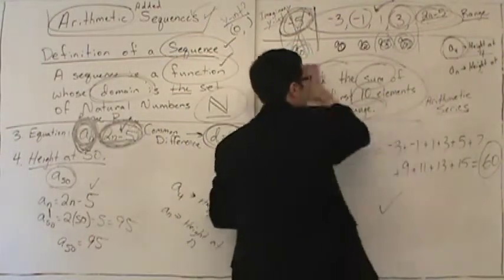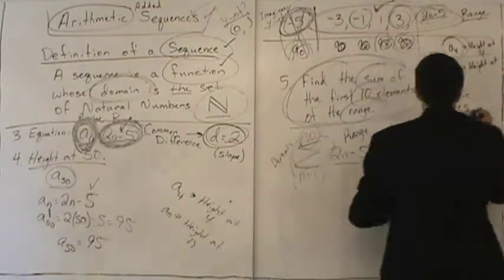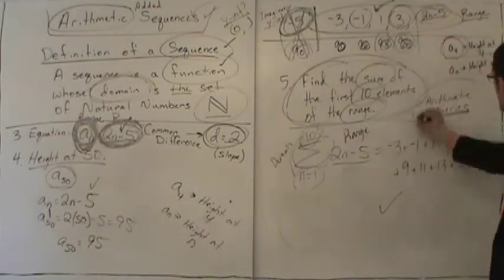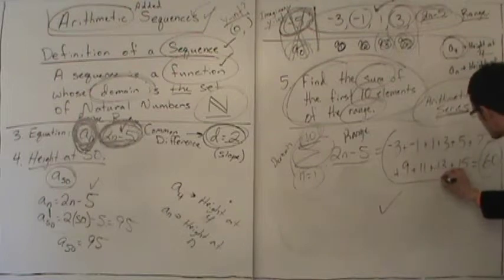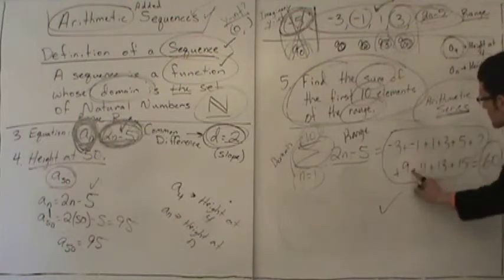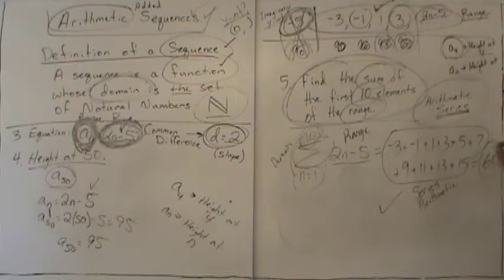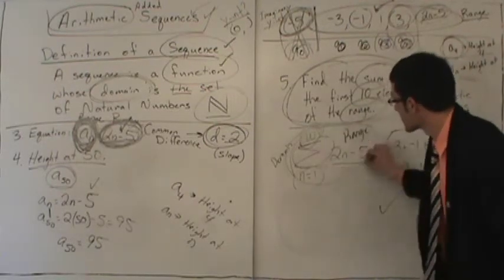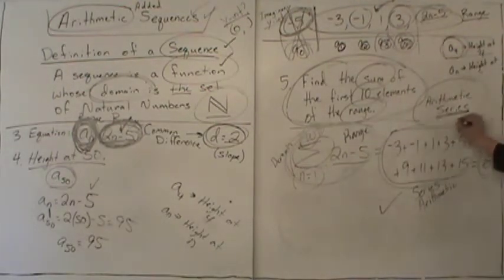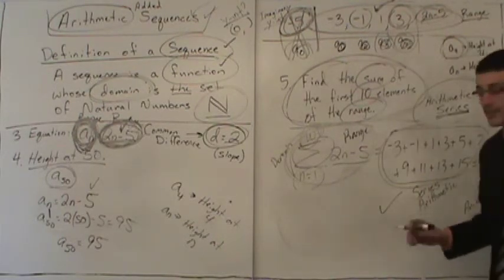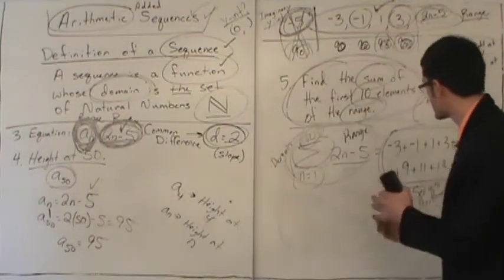Remember, to find the sum of the first 10 elements of the range, we call this what? Series. And since this is an arithmetic sequence, we call this an arithmetic what? An arithmetic series. So if you circle this, what is this? This is a series. And what type of series? It's an arithmetic series. And what is 60? 60 is also an arithmetic series. You can think of arithmetic series for now as just a value. The definition is that a series is the sum of a set of range elements of a sequence.